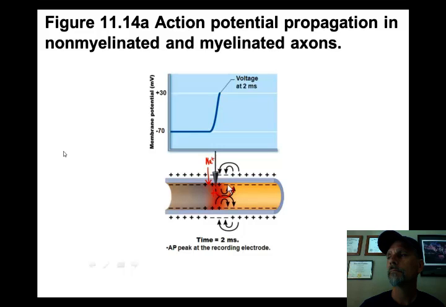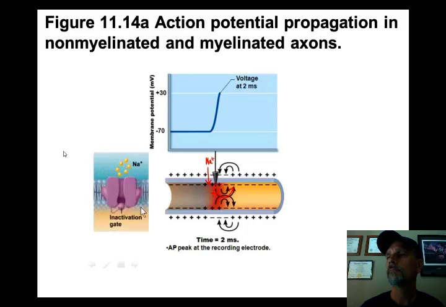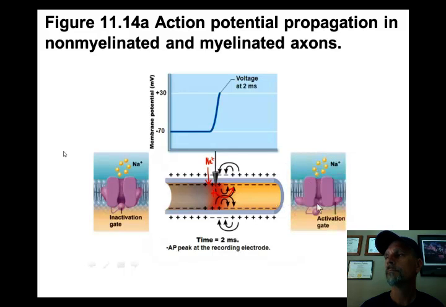These local currents do not generate action potentials in the upstream region. The upstream region has just experienced an action potential, so its sodium channels are largely inactivated and cannot open. This means that the action potential only propagates in the downstream direction, towards voltage-gated sodium channels that are closed and ready to open.